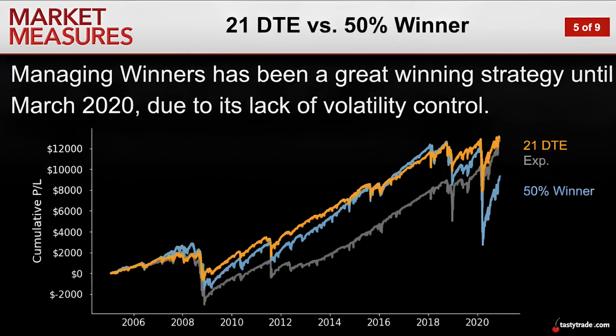Here's the same thing, but shown as a graph. During market crashes like in 2008, 2011, and 2020, the 50% winner method will see a huge dip since I'm holding it through the crash, whereas closing at 21 DTE would encounter lesser losses. So, should I go for the 50% winner strategy or the 21 DTE strategy? The answer is to use both at the same time.